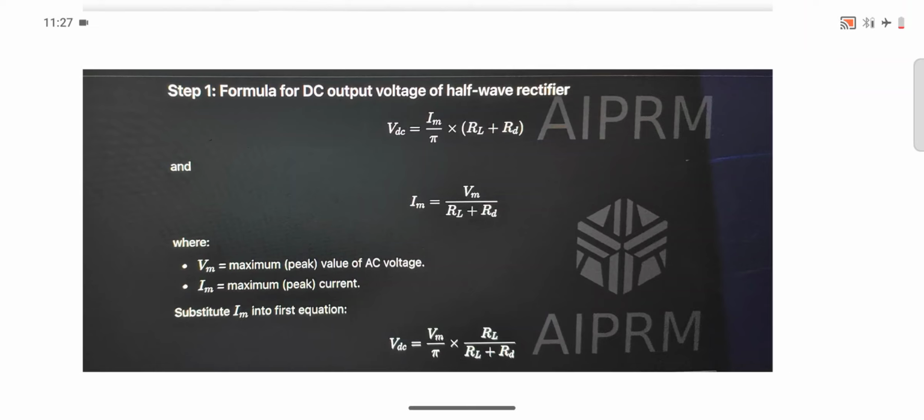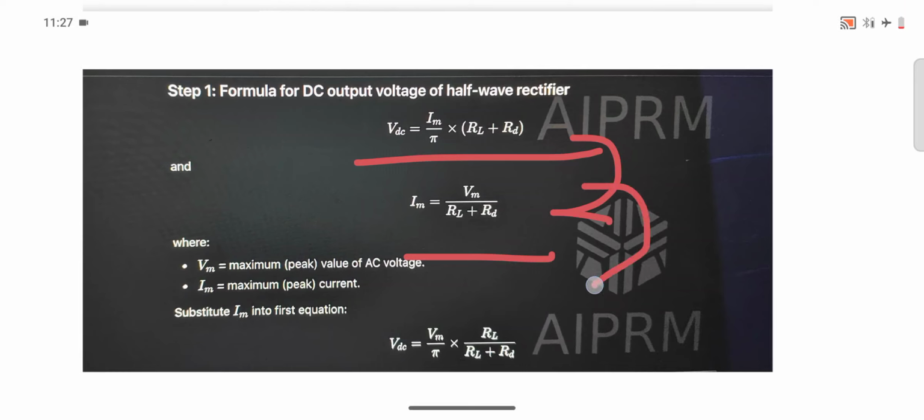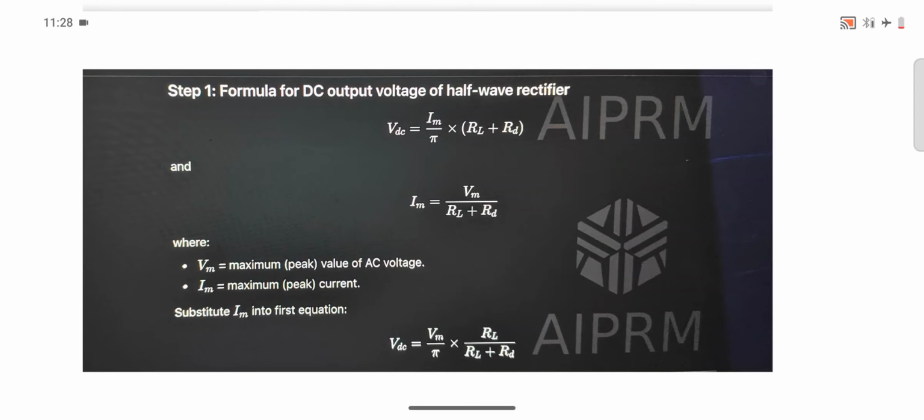So for calculating the maximum value, first we calculate the DC output voltage. In that DC output voltage, we have used two formulas here: the DC output voltage for a half wave rectifier and the maximum current. We use this formula and we have substituted the maximum current in the above formula. Then we found the DC output voltage.